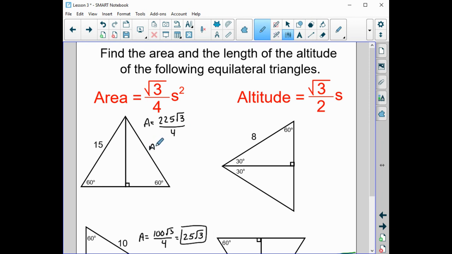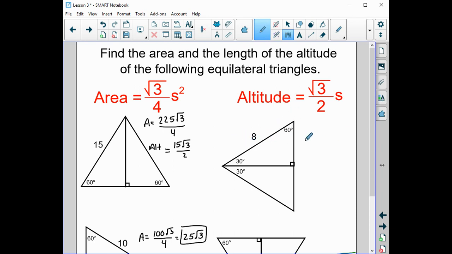The altitude for this guy, well, the formula for that's over here. You take radical 3 over 2 times the side length. And since the side length is 15, you're multiplying by a fraction. That fraction of 15 goes in the numerator. So it's going to be 15 radical 3 over 2.